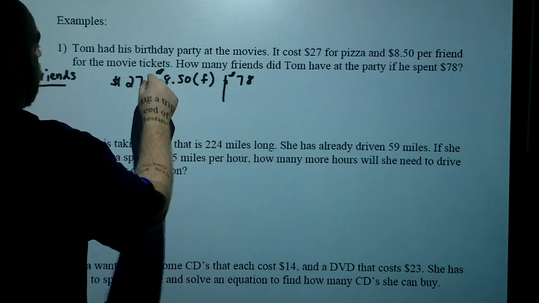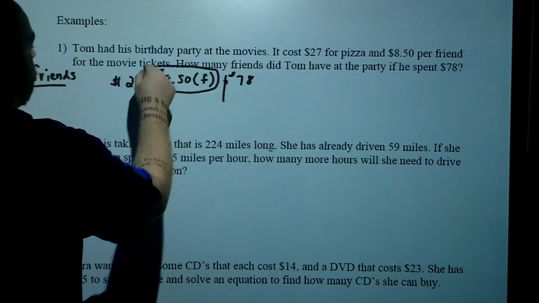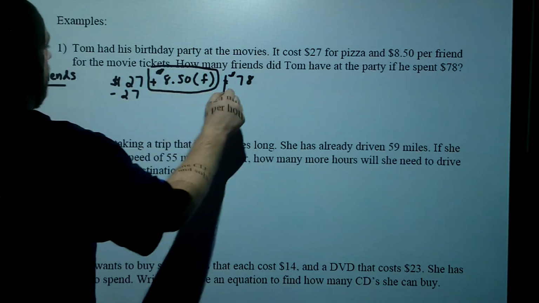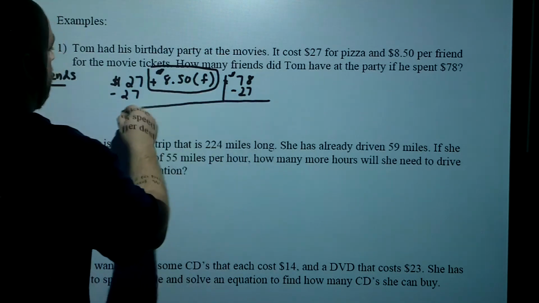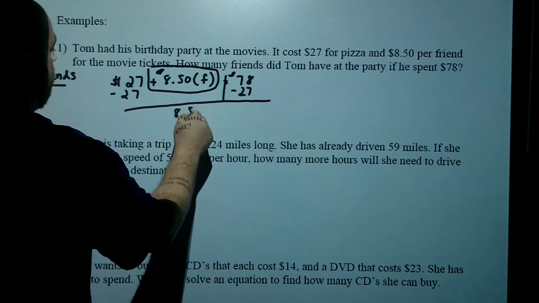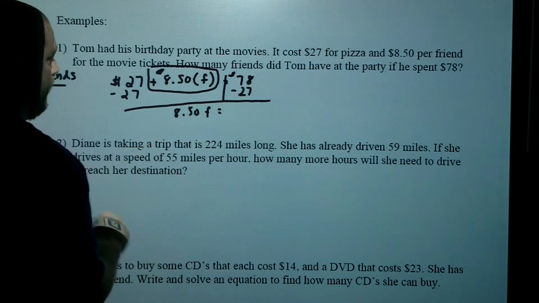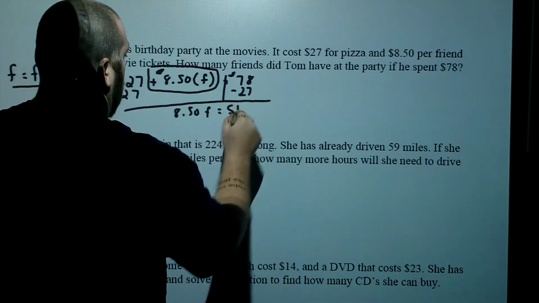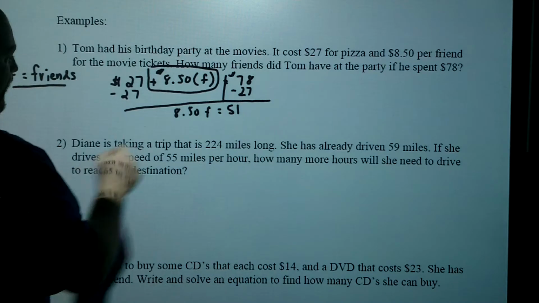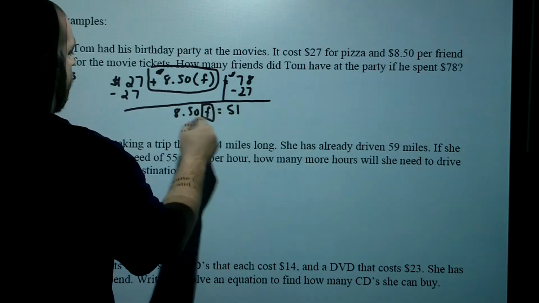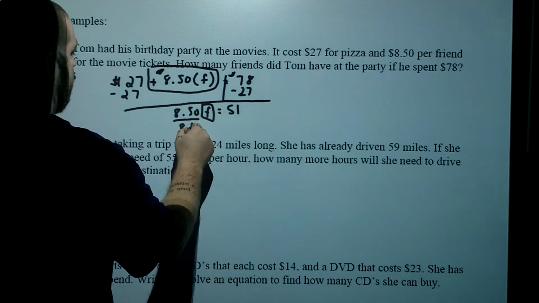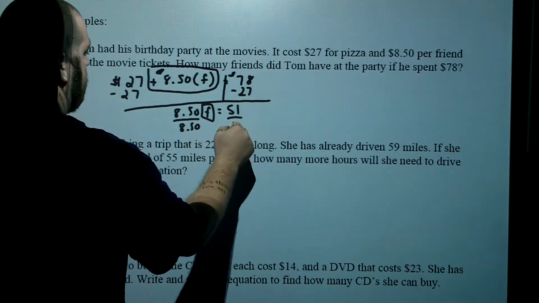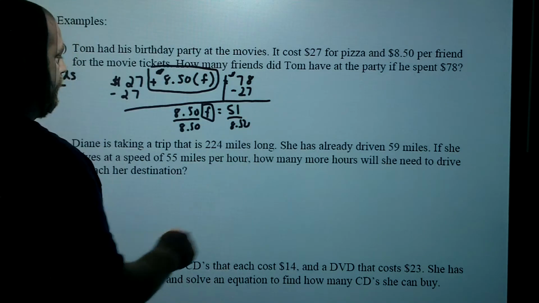So the first thing I do, I'm going to box this. I'm going to subtract 27, cost of the pizza. So $8.50 times F is equal to 51. I'm going to box the F. I'm going to divide by $8.50, which will tell me how many friends, because it's per person.